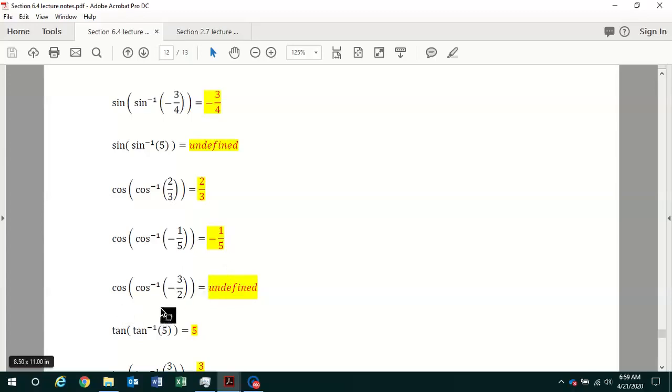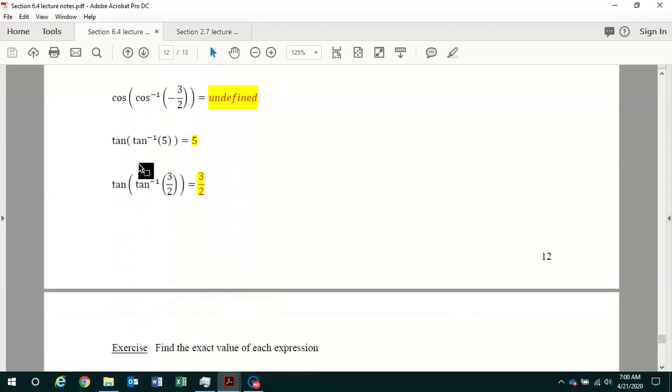Next, we have the cosine of the inverse cosine of -3/2. Well, -3/2 is equal to -1.5. So -1.5 is less than -1. -1.5 is not between -1 and 1. So the inverse cosine of -3/2 is undefined, and so this composite is undefined.